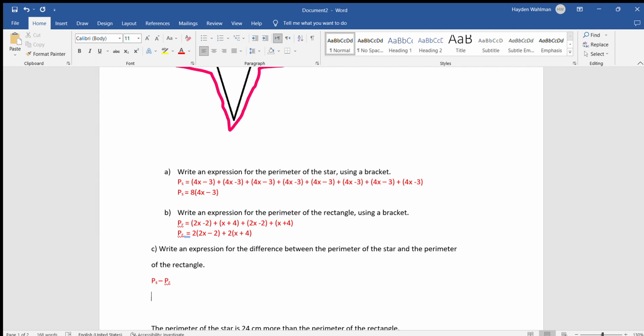So then, if you want to put it in terms of x, we can, even though it didn't ask us to, so we don't have to do this, but let's do PS. Well, what's PS? Instead of saying PS, we just say 4x minus 3. That's the same thing as PS. And then minus, now we have to put these in brackets, okay? Just trust me. Minus 2x minus 2 plus 2x plus 4.